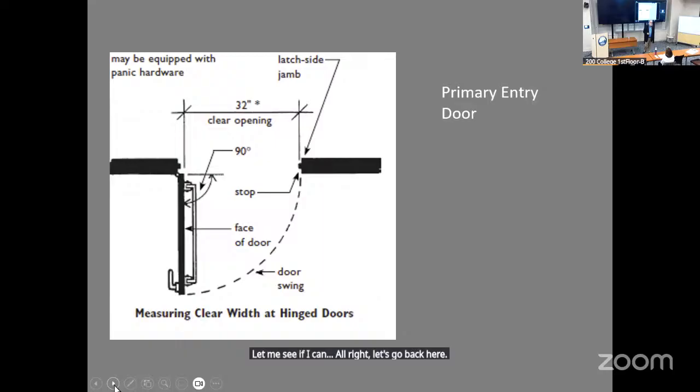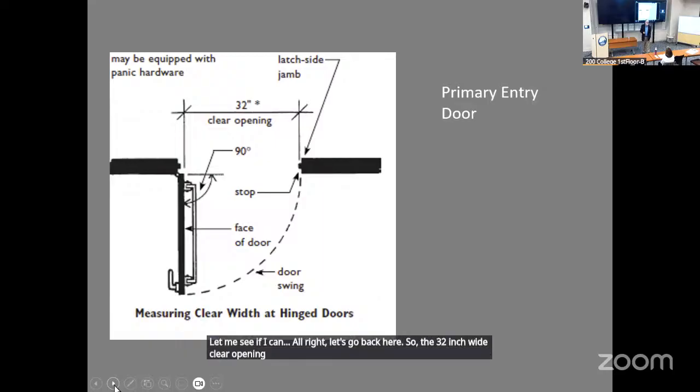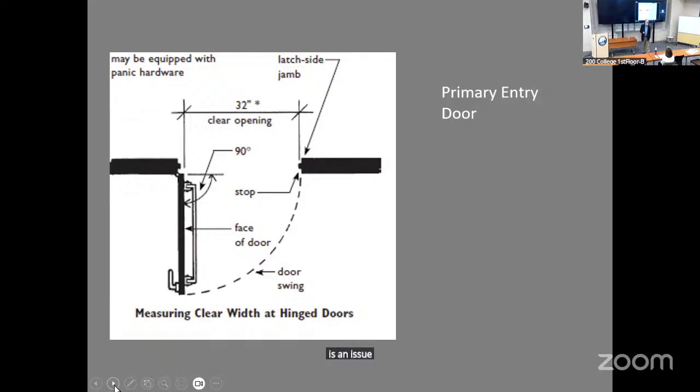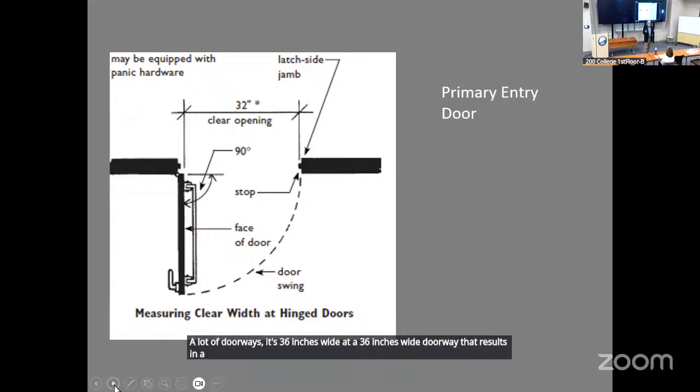So the 32-inch wide clear opening on doors is an issue, right? The standard in ADA for a lot of doorways is 36 inches wide. You've got a 36-inch wide doorway. That results in an effective clear opening of about 34 inches, which is generally regarded as the gold standard for passageways for people with equipment getting through here.